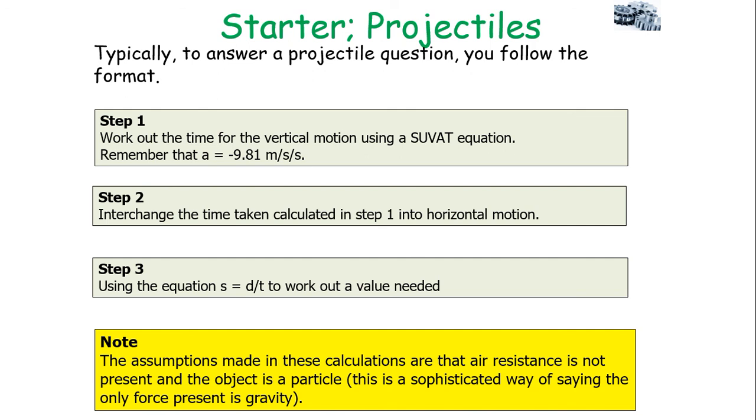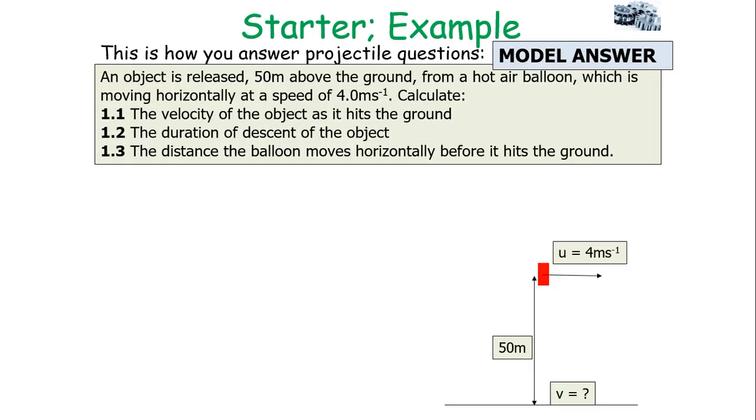Now remember, our assumption in these calculations is that air resistance isn't present and the object's a particle. That's a posh way of saying that basically the only force acting on the object is gravity downwards. So let's look at a question on projectiles.